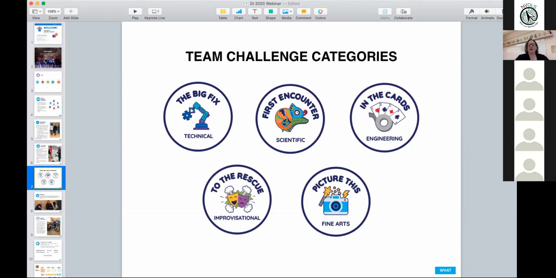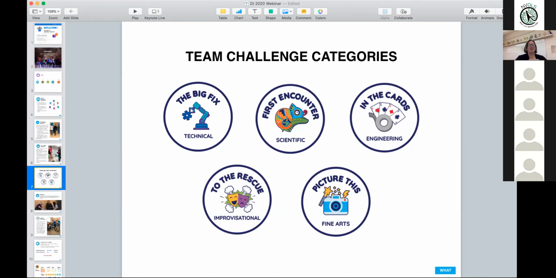So for example, in the cards engineering challenge, they have to build a bridge. It has to be out of playing cards. They can only use playing cards and duct tape. They can have pieces of the bridge that they can bring to the tournament, but they have to be a certain weight and size. But there's no restrictions on how they use those cards.